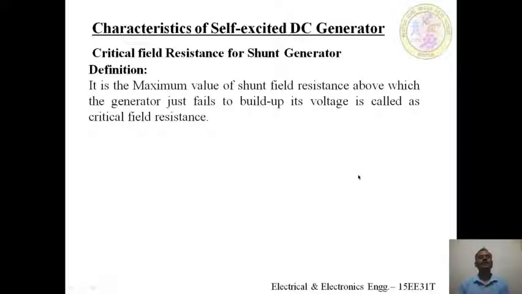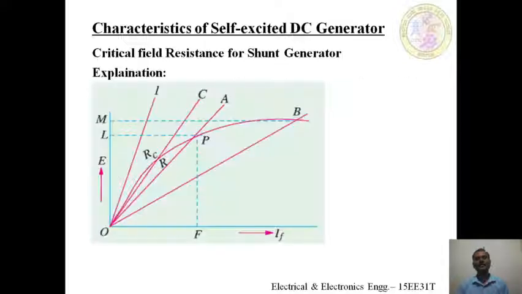Now let us see the critical field resistance for a shunt generator. What is critical field resistance? It is the maximum value of shunt field resistance above which the generator just fails to build up its voltage. That is, the generator will fail to generate its voltage. Let us see the critical field resistance in detail.